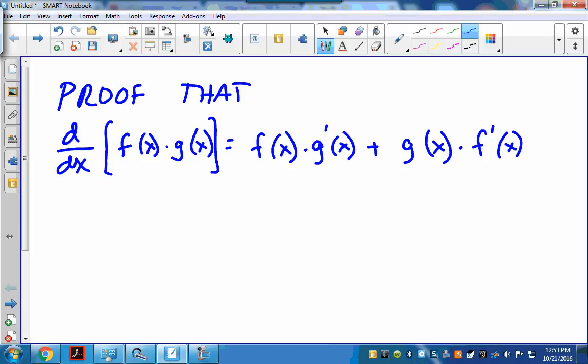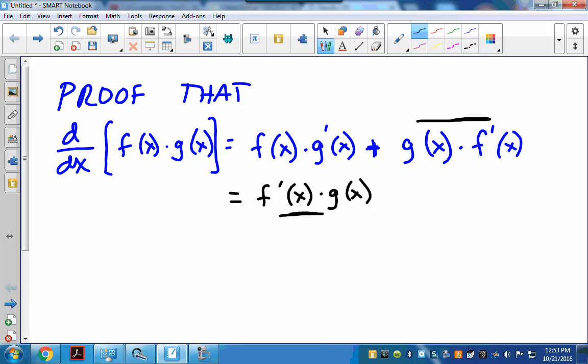And of course, because addition is commutative and multiplication is commutative, there's lots of other ways of saying this. Some textbooks like to differentiate the first times the second. Notice that that term is the same as this term. And then plus the first times the derivative of the second, which is certainly the same as this.